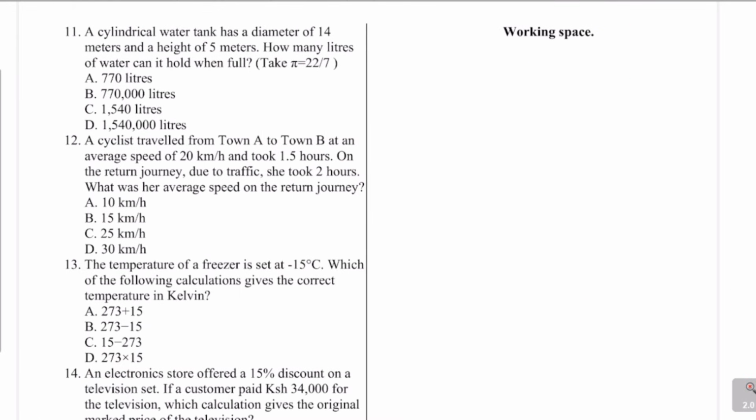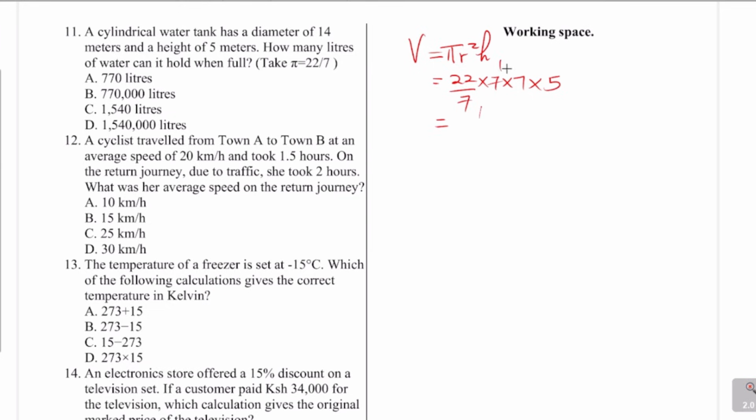Question 11. A cylindrical water tank has a diameter of 14 meters and a height of 5 meters. How many liters of water can it hold when full? Take pi to be 22/7. So how do you get the volume in liters? That is the capacity. The first thing you'll get is the volume of that tank. Because it's a cylinder, the volume is given by pi r squared h. So pi is 22 divided by 7. The diameter is 14, therefore the radius is 7, times 7, that is 7 squared, and then times the height, which is 5 meters.